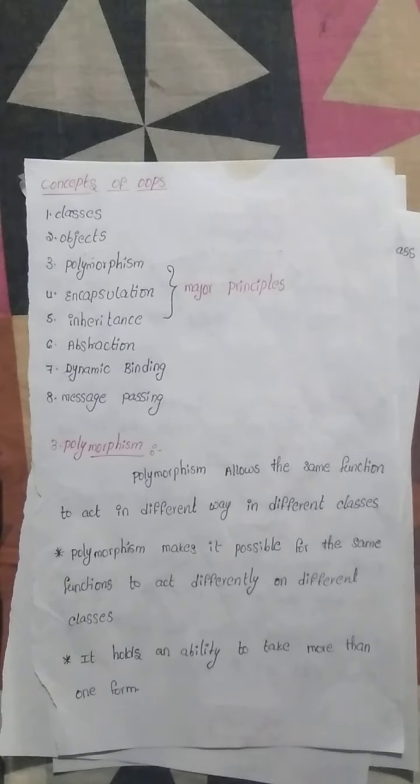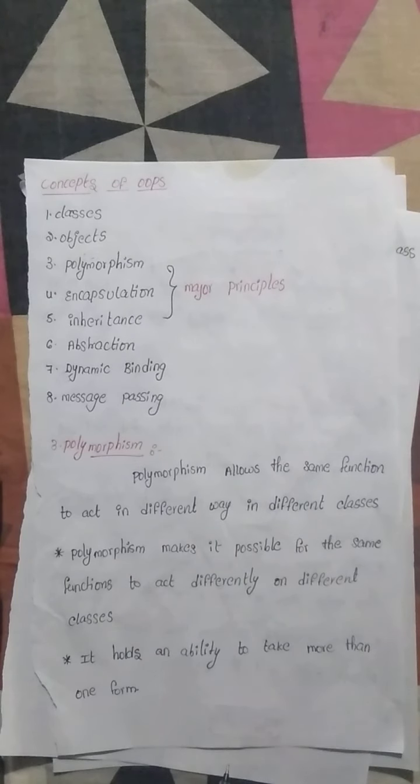Here we are discussing the concepts of OOPS. We already discussed classes and objects, so the remaining concepts we discuss here. First one is polymorphism. Polymorphism allows the same function to act in a different way in different classes.